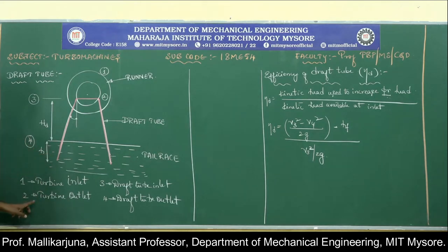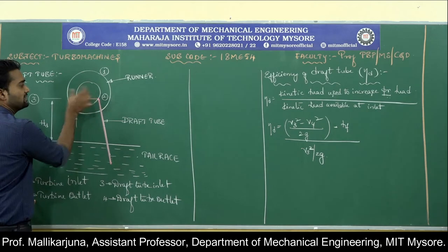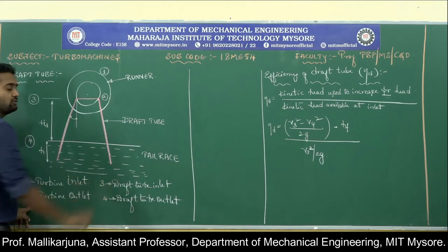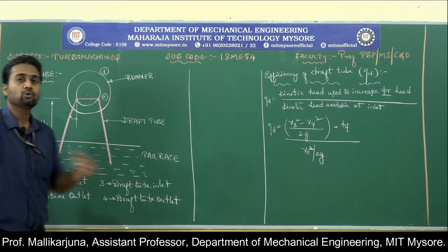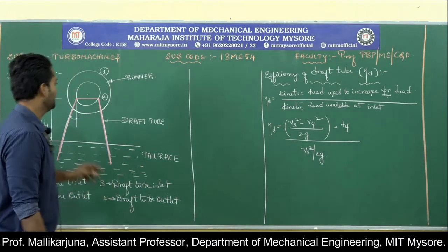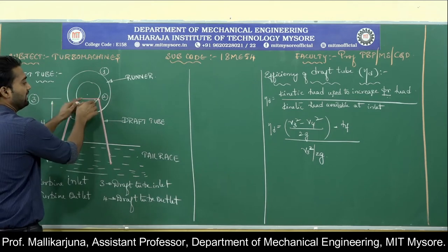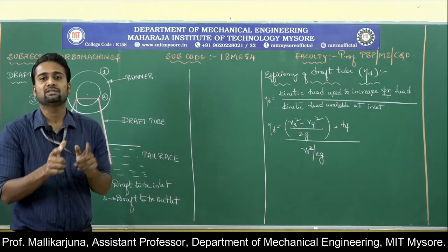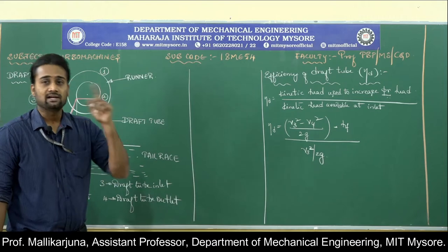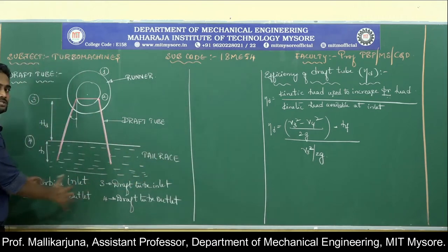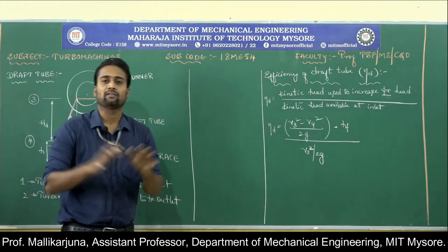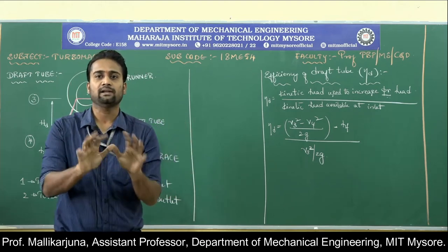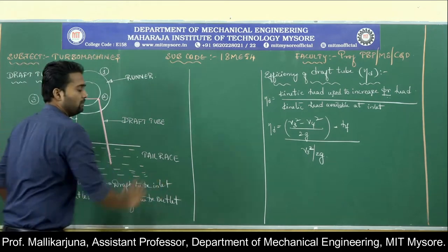So now the question is, if the draft tube is attached to the exit portion of the runner, then the turbine outlet should be equal to the draft tube inlet. 2 should be equal to 3. But I have written 2 and 3 separately, because from the outlet portion of the turbine, while entering into the draft tube, if there are any losses, any leakage losses, then there will be a change in the pressure as well as the velocity. By considering that, the turbine outlet has been segregated from the draft tube inlet. 2 and 3 are different. If they mention there is no leakage from the turbine outlet to the draft tube inlet, then the turbine outlet should be equal to the draft tube inlet.